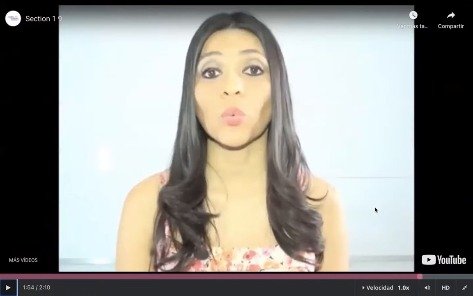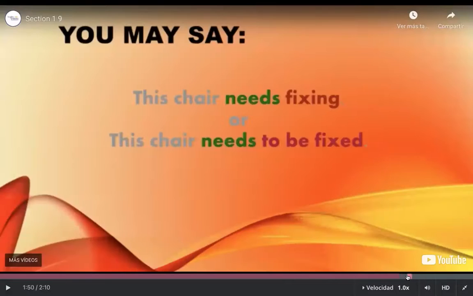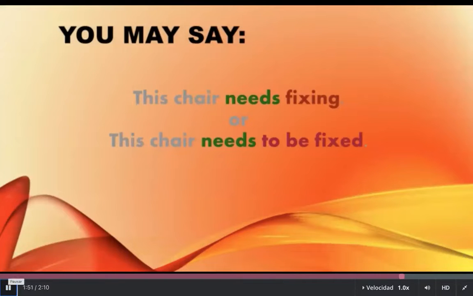Now it's very important, this example, because it gives us the different forms. Right? We can use this chair needs fixing or needs to be fixed, but we cannot say keeps fixing. It's not logical to use the word keep. Needs is the necessity. Keep is the action that is repeating. To be fixed. We hope you got the structure.